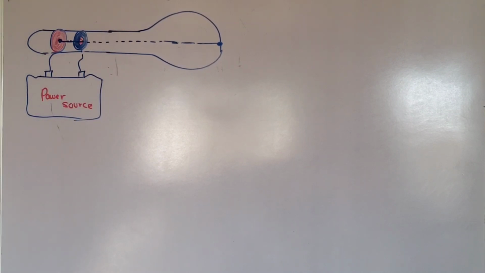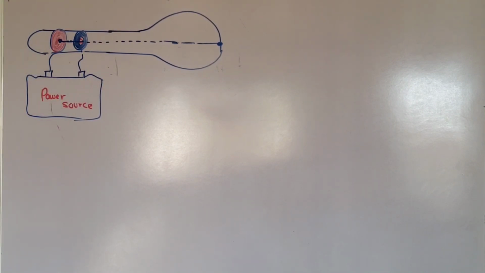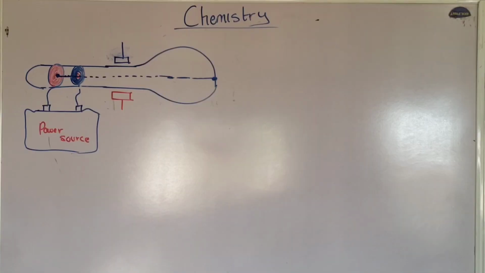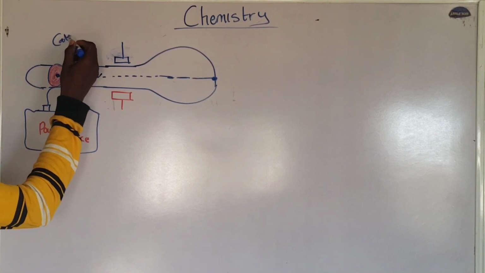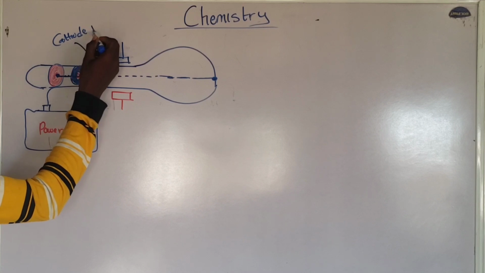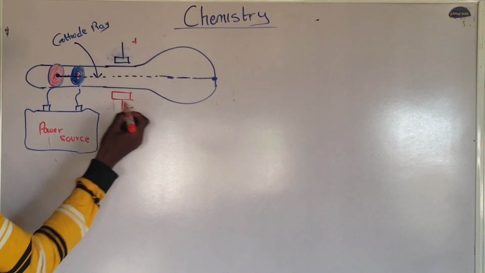So now, in an attempt to answer the question as to whether these rays are electrically charged or not, Thompson takes two plates and puts them on either side of the cathode ray. So this is the cathode ray. Now he turns on the electricity. This is the positive plate, and this is the negative plate.